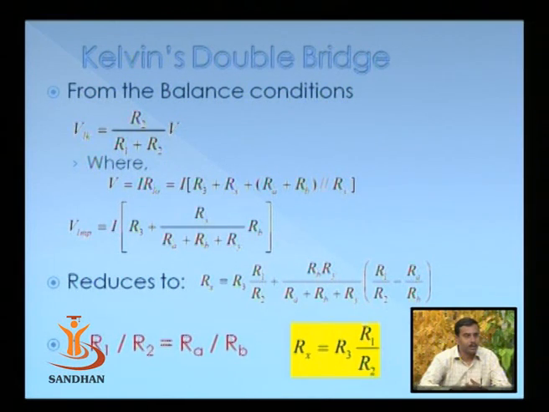This expression can be reduced further in order to find the value of Rx. So Rx is defined as R3 into R1 upon R2 plus Rb Ry upon Ra plus Rb plus Ry multiplied by R1 by R2 minus Ra upon Rb. Now this expression has the last multiplier in the bracket, R1 upon R2 minus Ra upon Rb, and R1 upon R2 is equal to Ra upon Rb, which we have already defined to be equal. So these two parts cancel each other, making the second term of the expression 0. So finally we get the value of Rx to be equal to R3 into R1 upon R2. This is the final expression of the Kelvin's bridge.